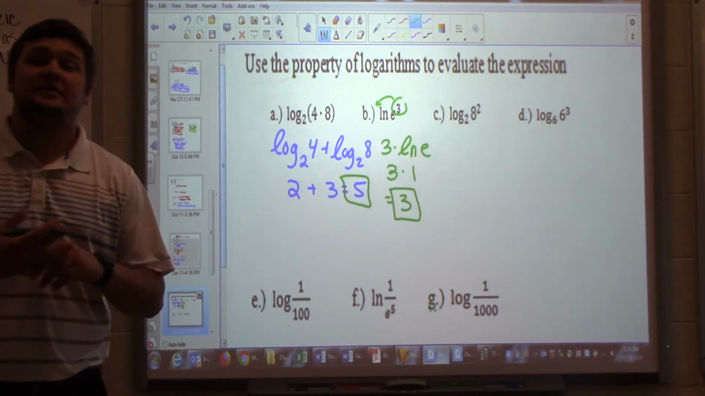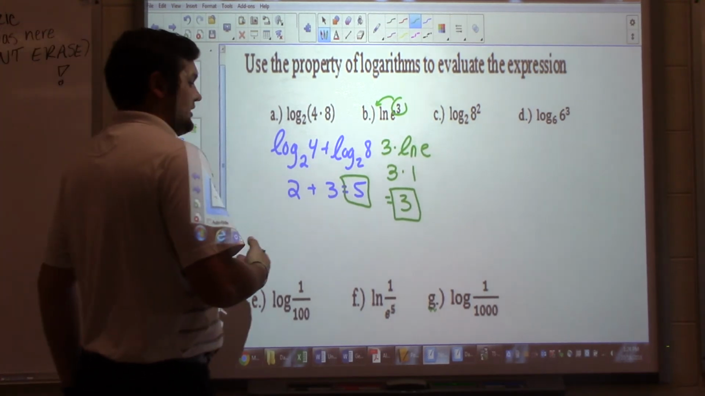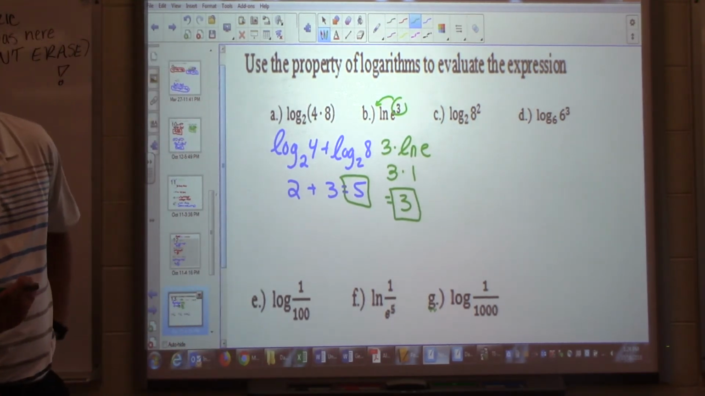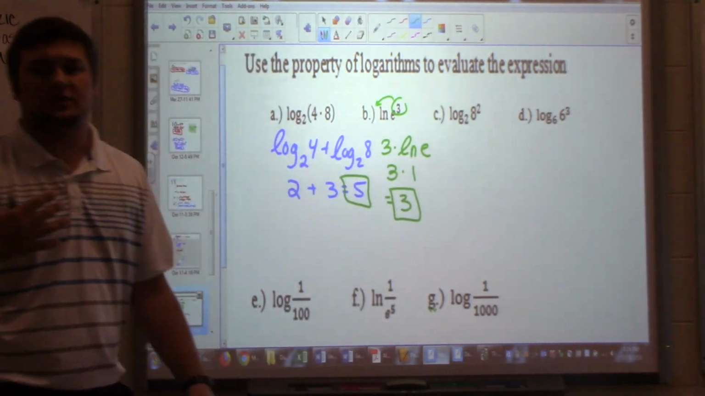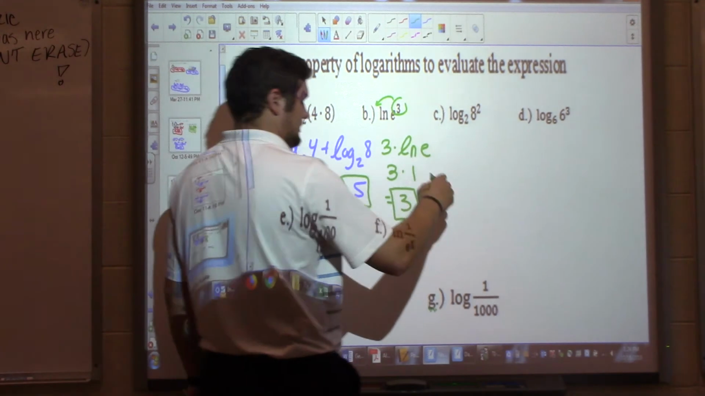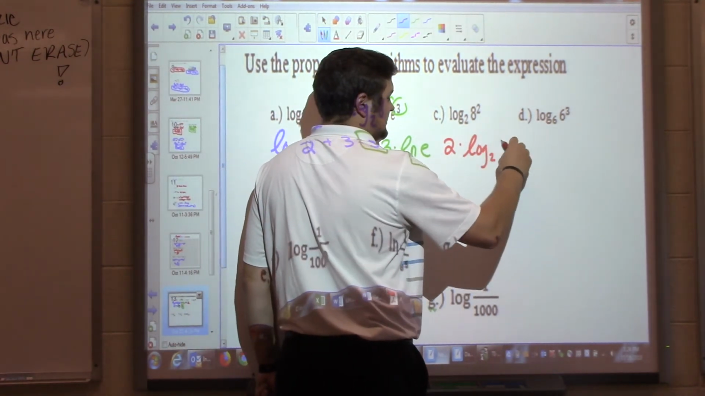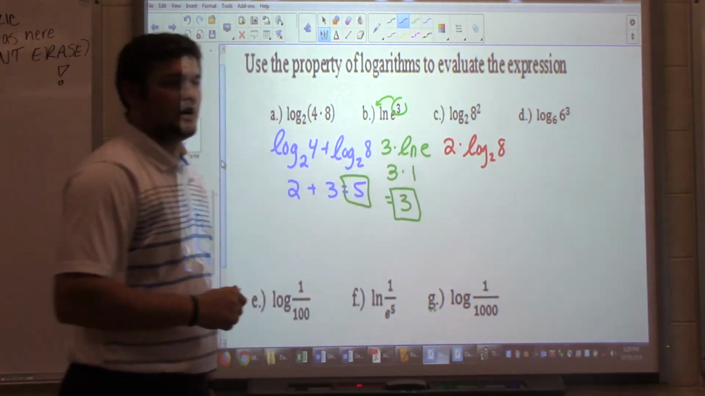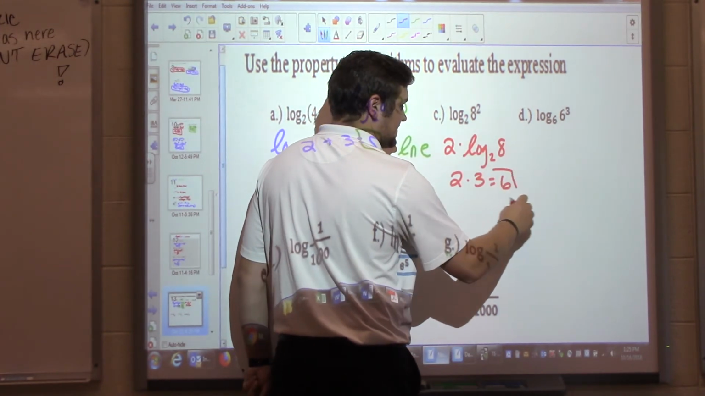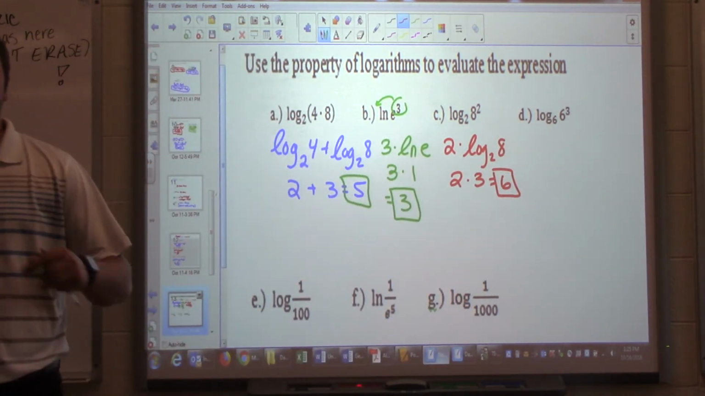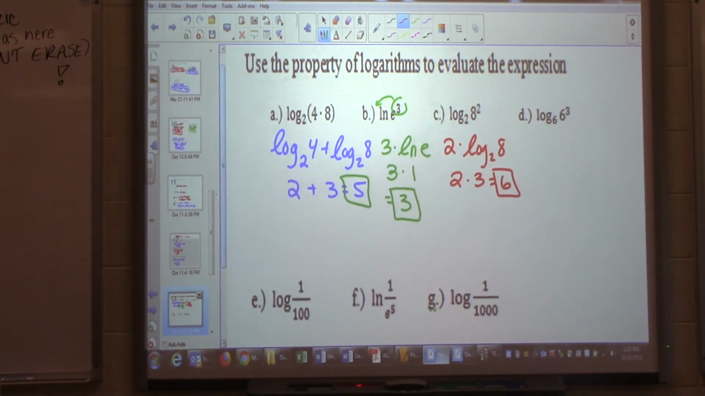So there are ways to make these things easier on you, putting them in your calculator or doing them by hand. But you don't necessarily need to do all of them. Like the next one, you could put log base 2 of 64 in your calculator, that'd be perfectly fine. Or you could do 2 times log base 2 of 8. Log base 2 of 8 we said was 3. 2 times 3 gives me 6. Alright, so it's only using those properties we just learned to evaluate these expressions.